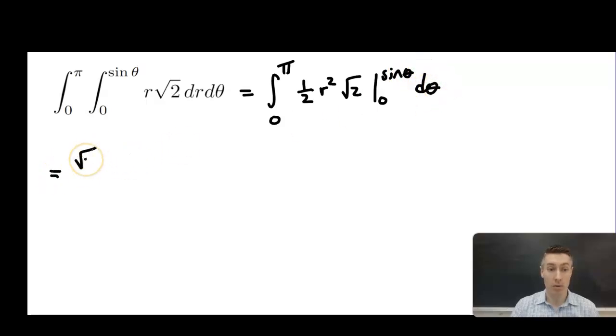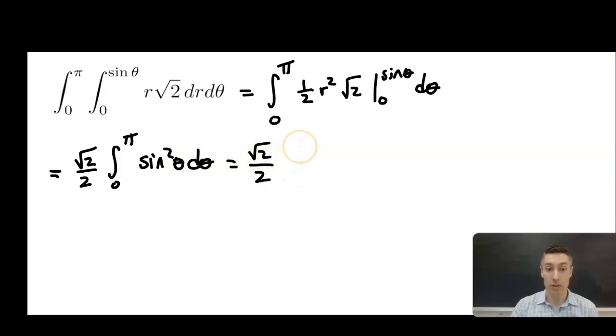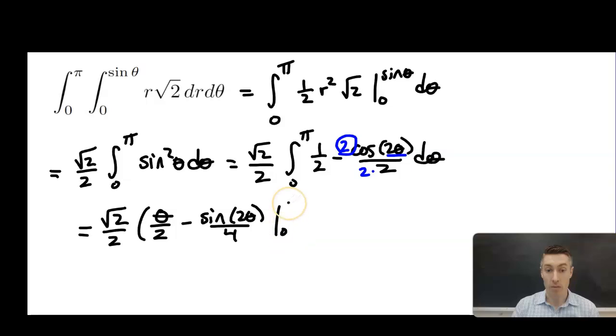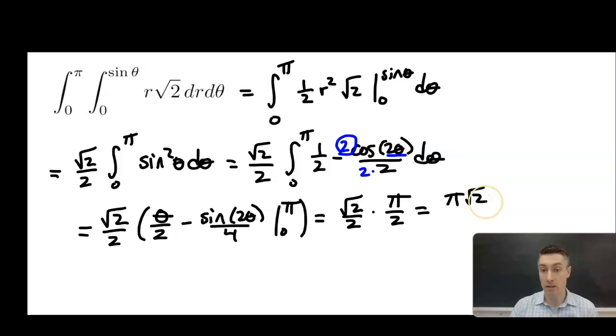So it's going to be equal to √2 over 2, integral from 0 to π of sin² θ dθ, which requires a substitution with a trig identity. So that's going to be 1/2 minus cos 2θ over 2 dθ. Underline the 2θ as a u, just to get that there. So that's going to be equal to √2 over 2 times θ over 2 minus sin 2θ over 4 from 0 to π. And that's going to be √2 over 2 times π over 2, so π√2 over 4.